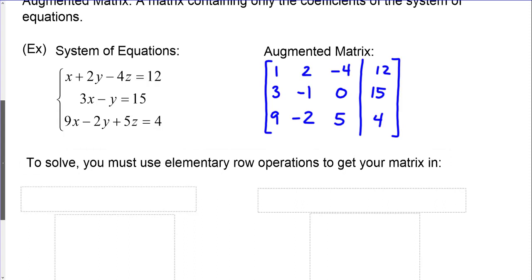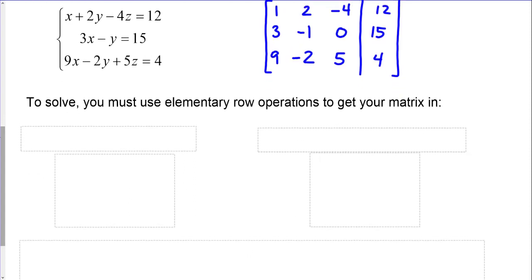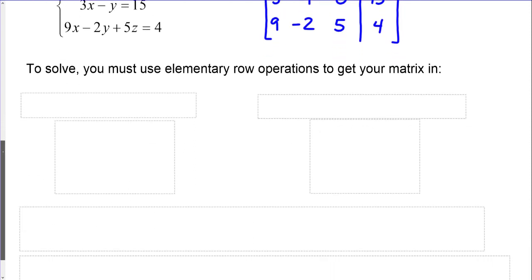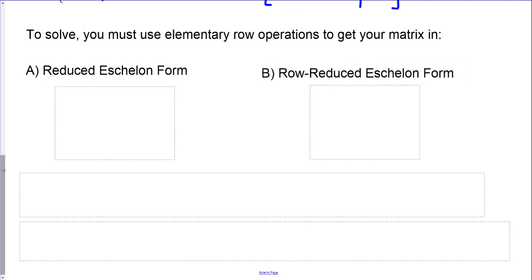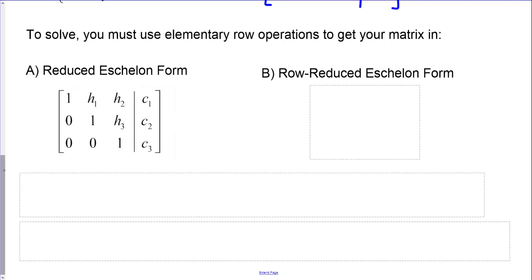To solve an augmented matrix, you must use the elementary row operations to get your matrix in either what's called reduced row echelon form or row reduced echelon form. And I'm pointing out the difference here because on the calculator it makes a difference. Reduced echelon form looks like this: your main diagonal is all ones, and everything underneath your main diagonal is zeros.